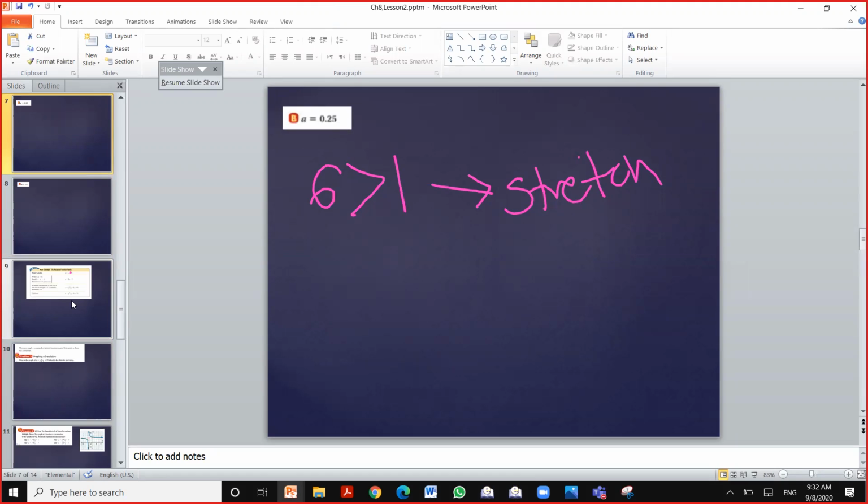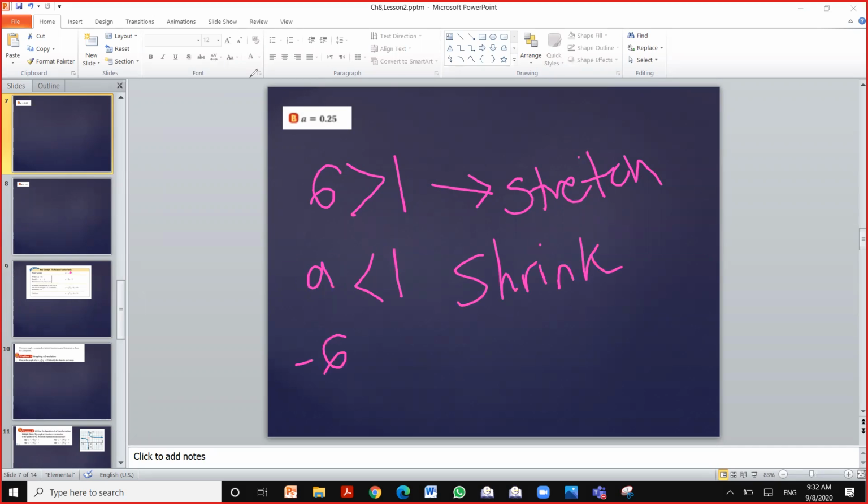But if I'm multiplying it now with 0.25, is the number that I'm multiplying with less than 1? Because 0.25 is less than 1, it will be shrunk. And for the third one, a is negative 6. And since it is negative 6, is it right? Yes. And since now I will ask myself if negative 6 is less than 0? Yes. So it will be reflected.